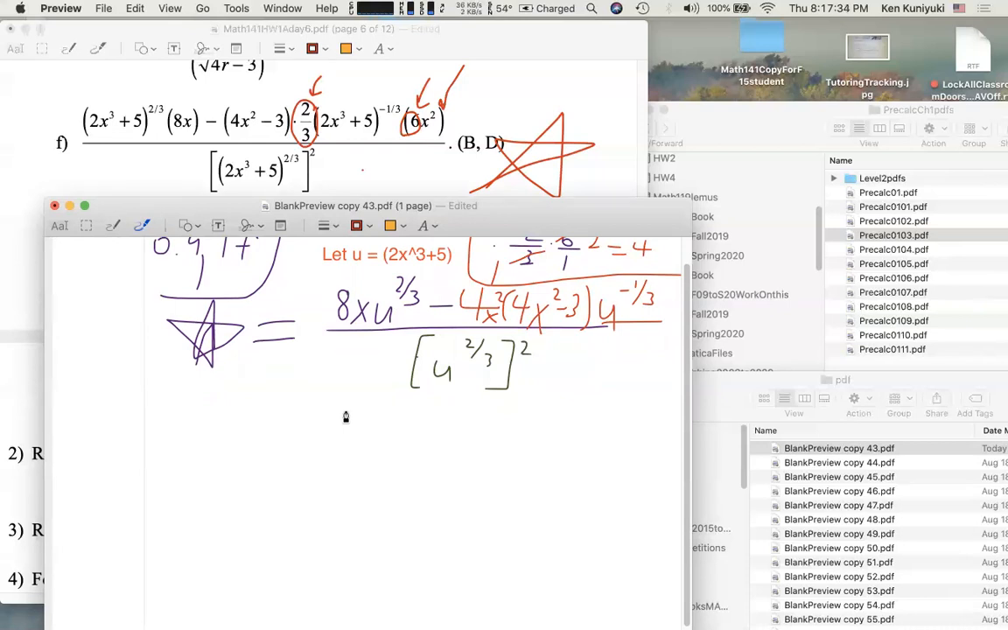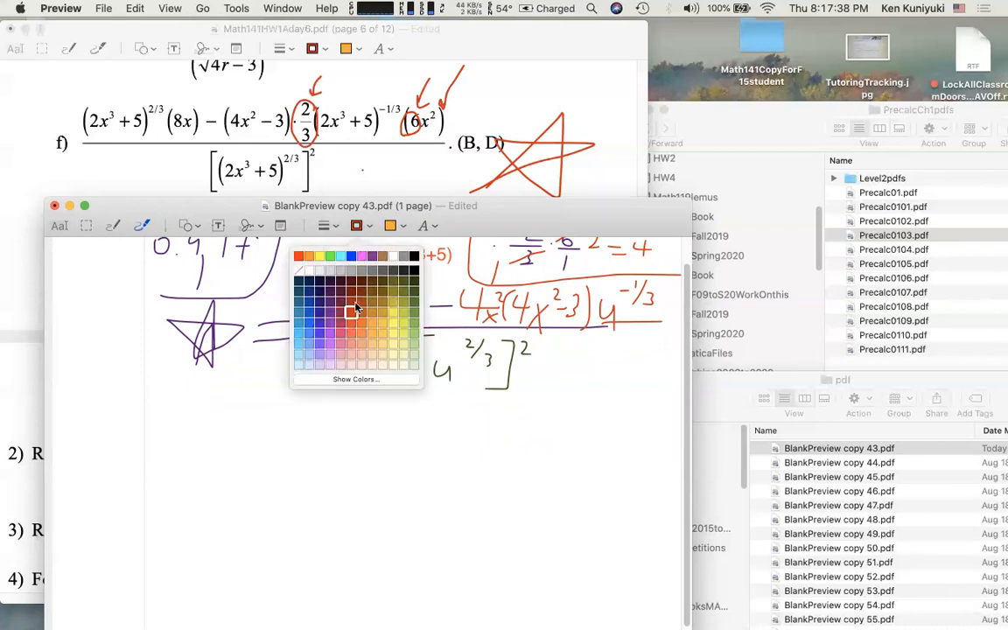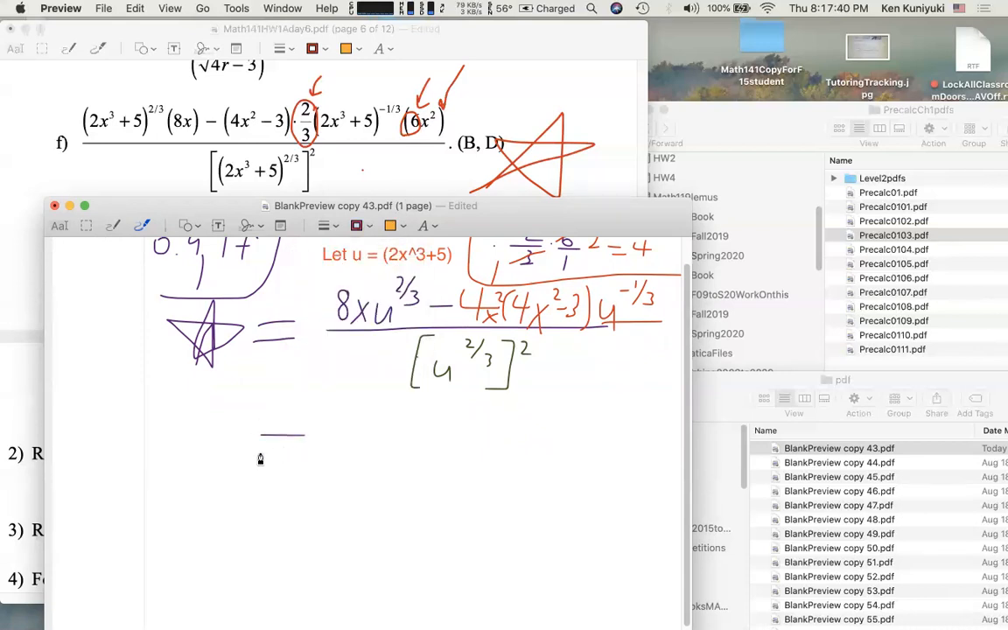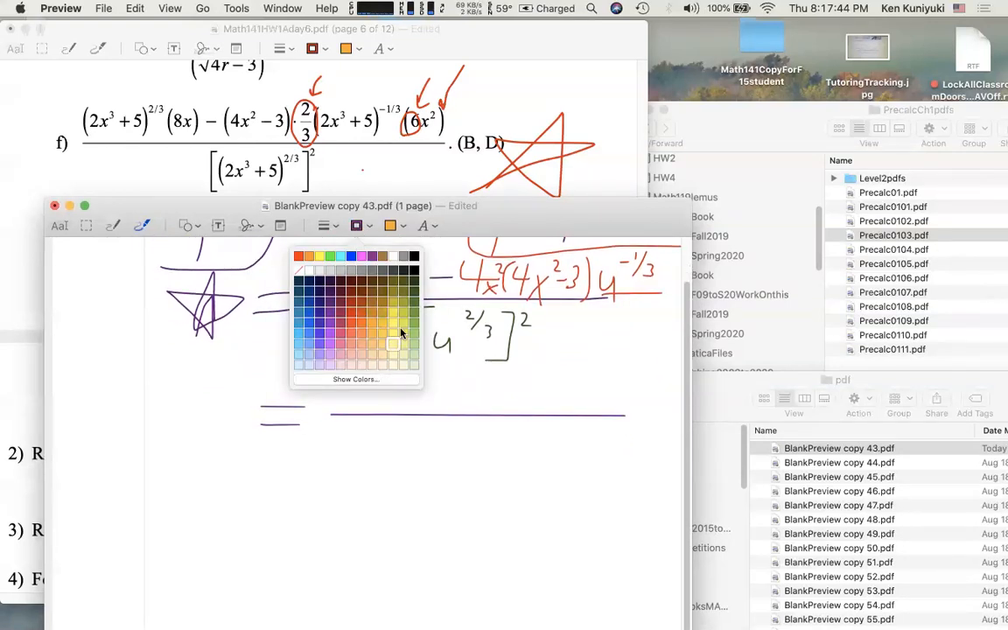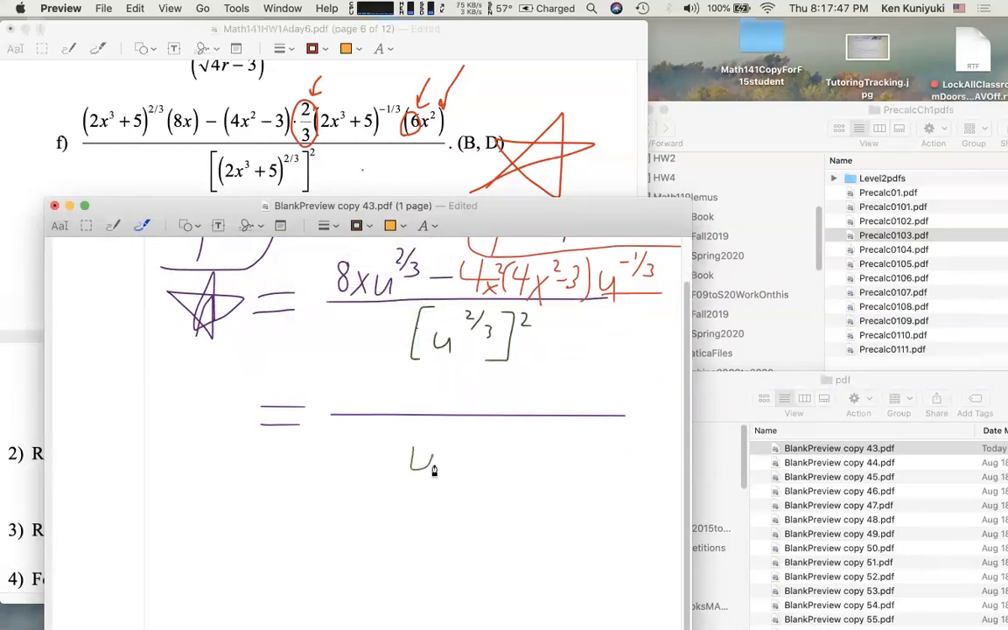All right. What shall we do here? Equals. On the bottom, we can take care of this right now. On the bottom, we're squaring u to the 2/3. Okay? When you raise a power to a power, what do you do to the exponents?